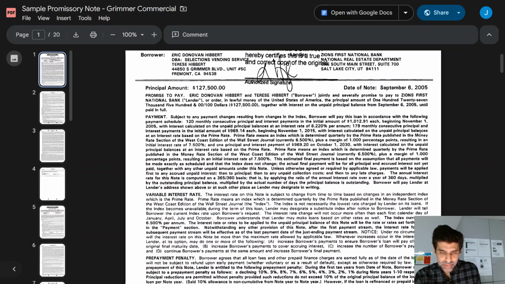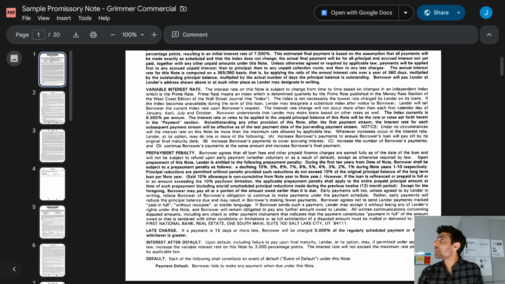The prime rate published in the money rate section of the West Coast edition of the Wall Street Journal. Okay, so when I wanted to recalculate what the new interest rate is, I have to find the West edition of the Wall Street Journal on the date when the interest rate resets and see what that prime rate is, and then add 1%, and that's the new interest rate. Okay, so all this is specified in this agreement.